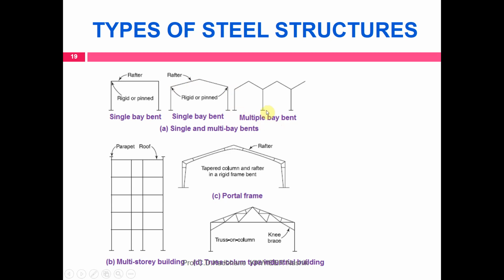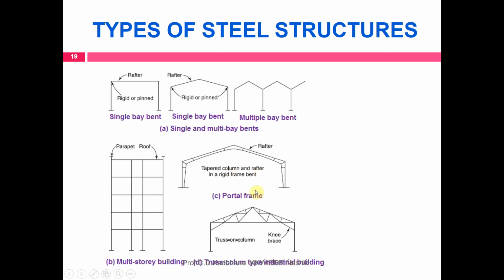Similarly, this is a multiple bay bent. So this is the first bay, second bay, third bay. This type of structure is preferred in industrial structures. Here this is a multi-story building. These verticals are columns and horizontals are the girders or beams.